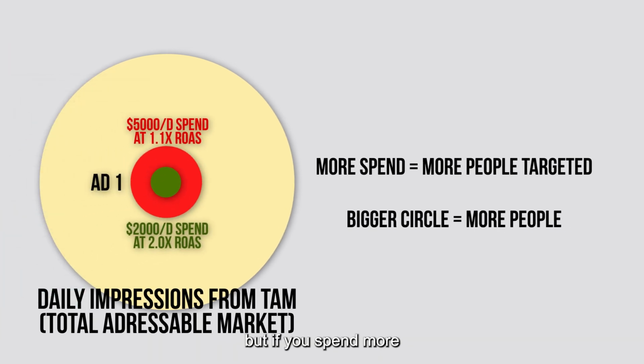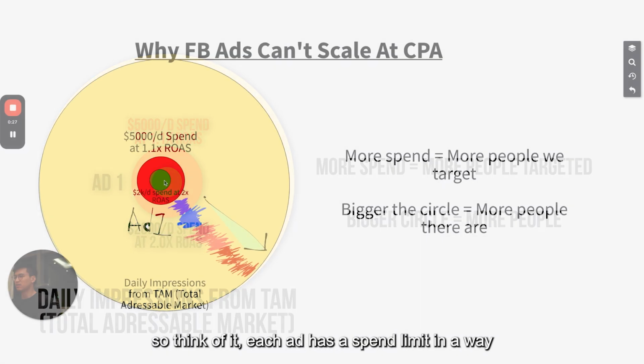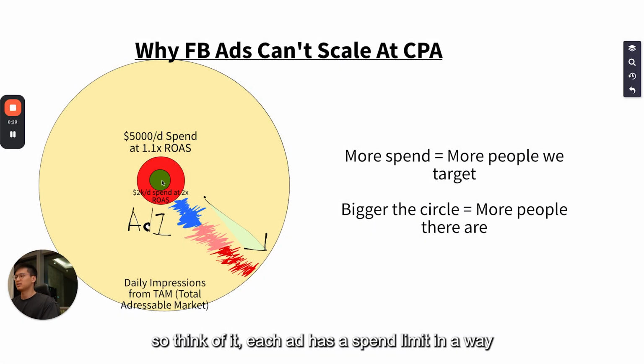But if you spend more, over here is ad 1. Ad 1 is this circle over here. The more you spend, the bigger this circle gets. The bigger the circle gets, the more people we target. Okay, so think of it, each ad has a spend limit in a way. Let's say at 2K per day spend, I can get 2x ROAS. But if I scale more, 5K per day spend, it's 1.1x ROAS.